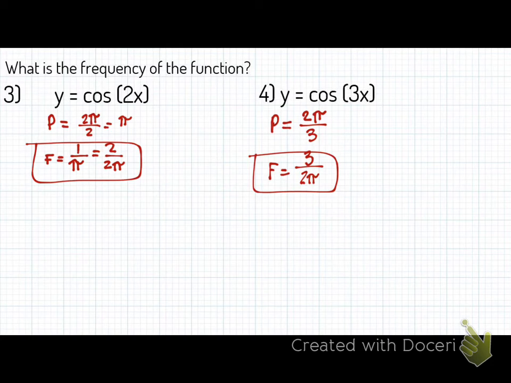Yes, I'll go back. How did you get 2 pi for the numerator? That's a formula from a couple days ago. Whenever you find the period for sine and cosine, you start with 2 pi in the numerator.